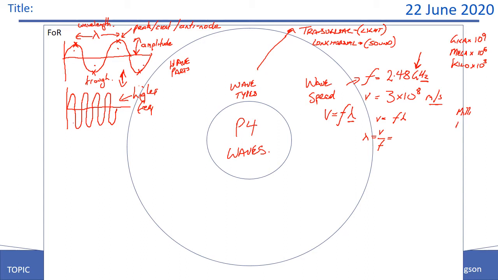Anyone? How many millimeters are there in a meter? How many millimeters are there in a centimeter? 10. How many centimeters are there in a meter? 100. So 10 times 100 is? 1,000. That's how you get there. There are 1,000 millimeters in a meter. So millimeter is times 10 to the minus 3.